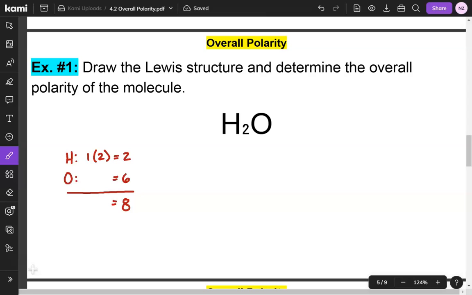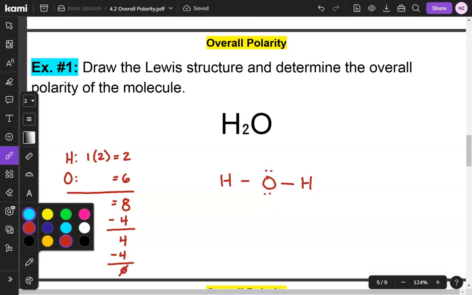The central atom is always the singular atom. And then we're going to bond everything with a single bond. Each single bond is 2 electrons. So 2, 4. I have 4 left. Remember, hydrogen wants 2 to be happy. Oxygen's going to want 8. Oxygen only has 4. So let's throw in those electrons on our central atom.